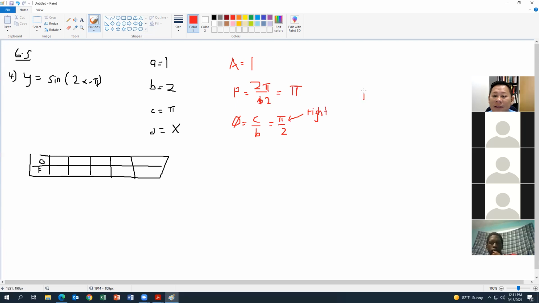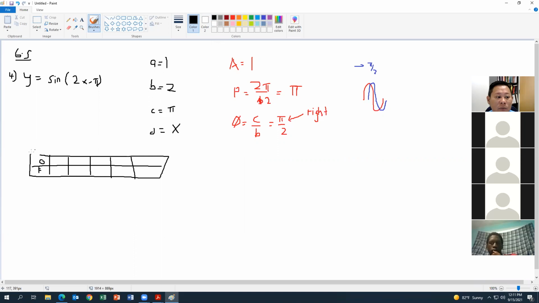That means if you have a sine graph, you just need to move the sine graph to the right pi over 2. So it looks something like this, the blue one. Everything is shifted pi over 2 to your right. Okay, so that is the meaning of phase shift, just to tell you what's going on. And we don't have a D, so that's good.